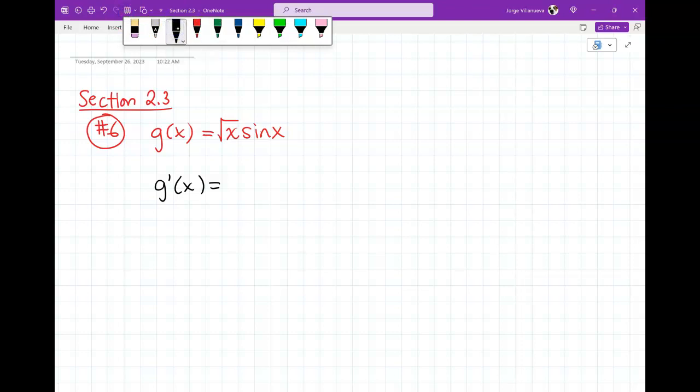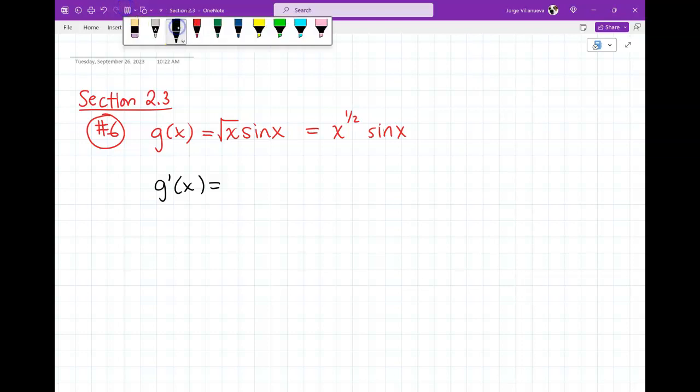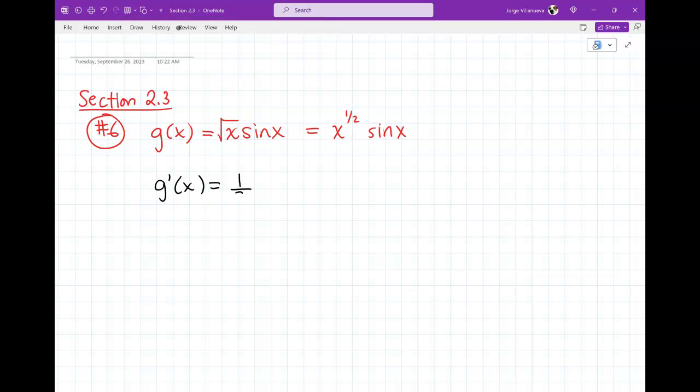So the derivative of x square root of x, let me rewrite it as x to the half sine x, okay? I'm going to rewrite it like that so it's a little easier. So the derivative of x to the half is 1/2 x to the negative half times sine of x plus x to the 1/2 times the derivative of sine of x, which is cosine of x. I'm okay if you leave it like that.